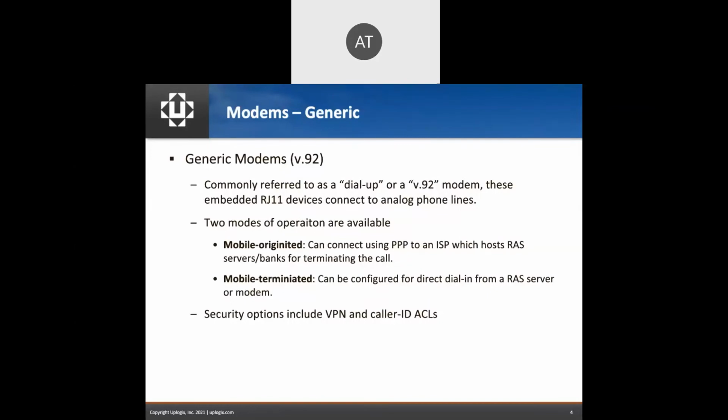The one that you guys are mostly doing is mobile terminated. Mobile originated is more like the old dial-up internet days, where the Uplogix would connect to a RAS server that gives us an IP address. That technology is pretty much gone. I don't think I've really seen that actually working hardly anywhere. So, like I said, you guys are doing mobile terminated, where you dial into the Uplogix and it just answers your call and gives you a serial terminal session over the phone line.